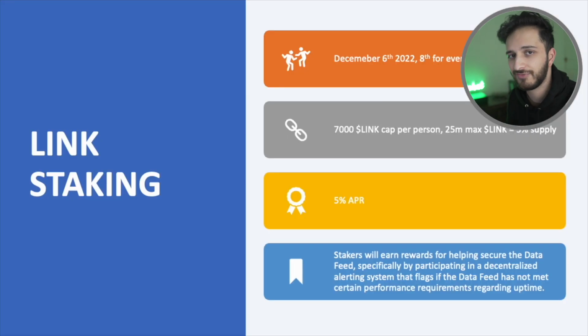So a big thing that everyone is talking about now is the new staking that's coming out pretty soon. On the 6th of December it's coming out, and on the 8th of December it'll be for everyone. There's going to be a cap of 7,000 LINK that you can stake per person, with a 25 million LINK max staking total, which will increase over time to, I believe, 75 million. 25 million LINK tokens is currently about 5% of the circulating supply, and of course that will increase to 75 million. So that is a fair amount of the supply kind of being locked up.